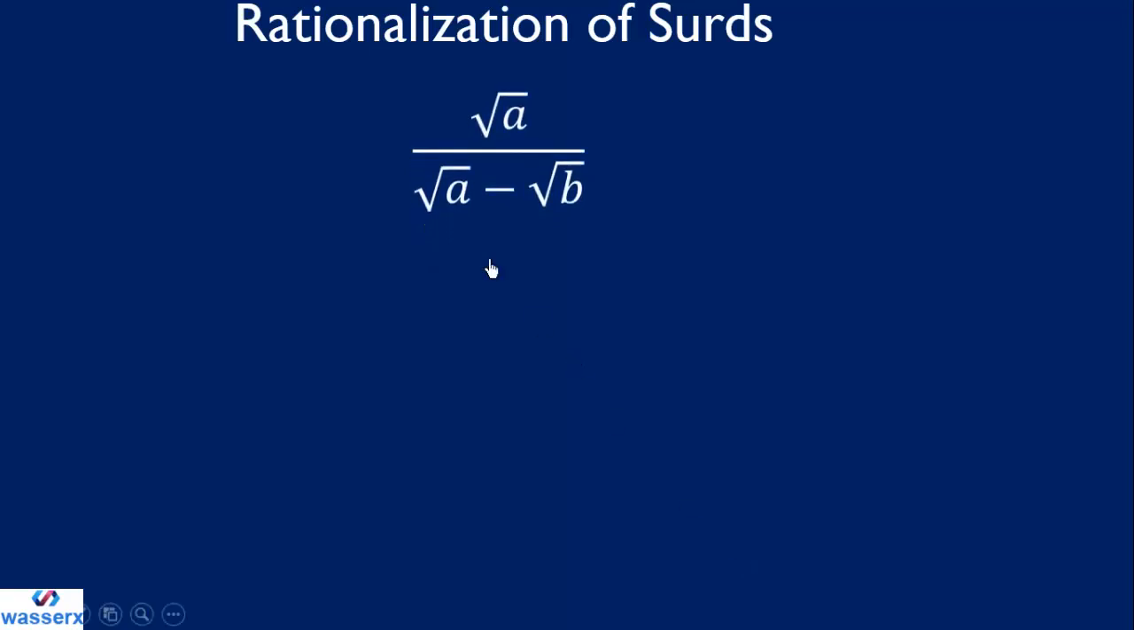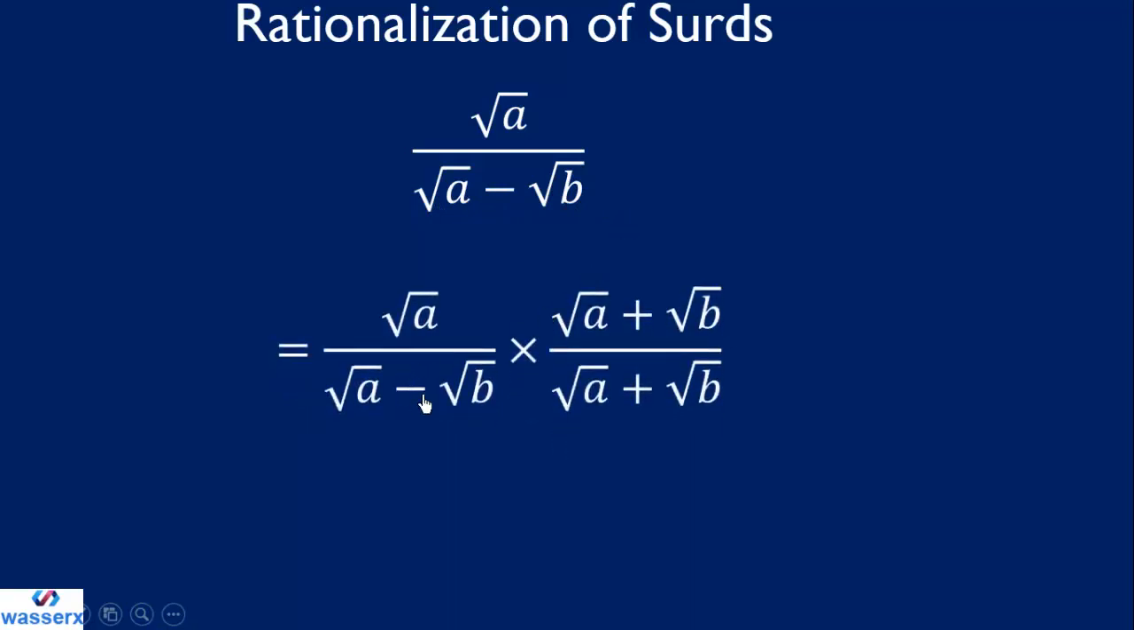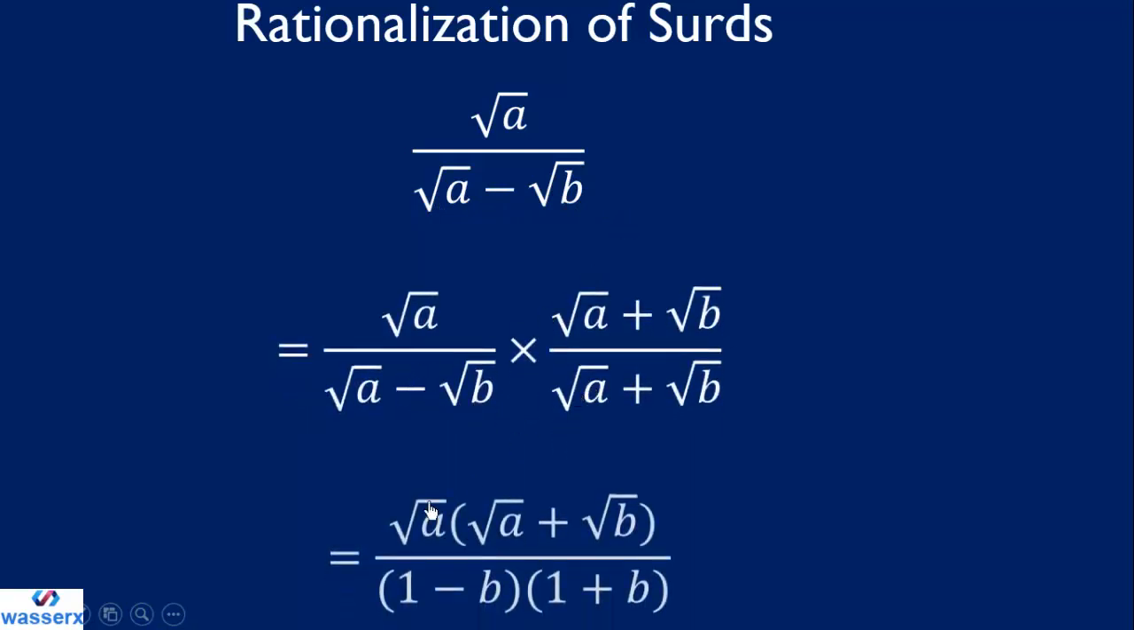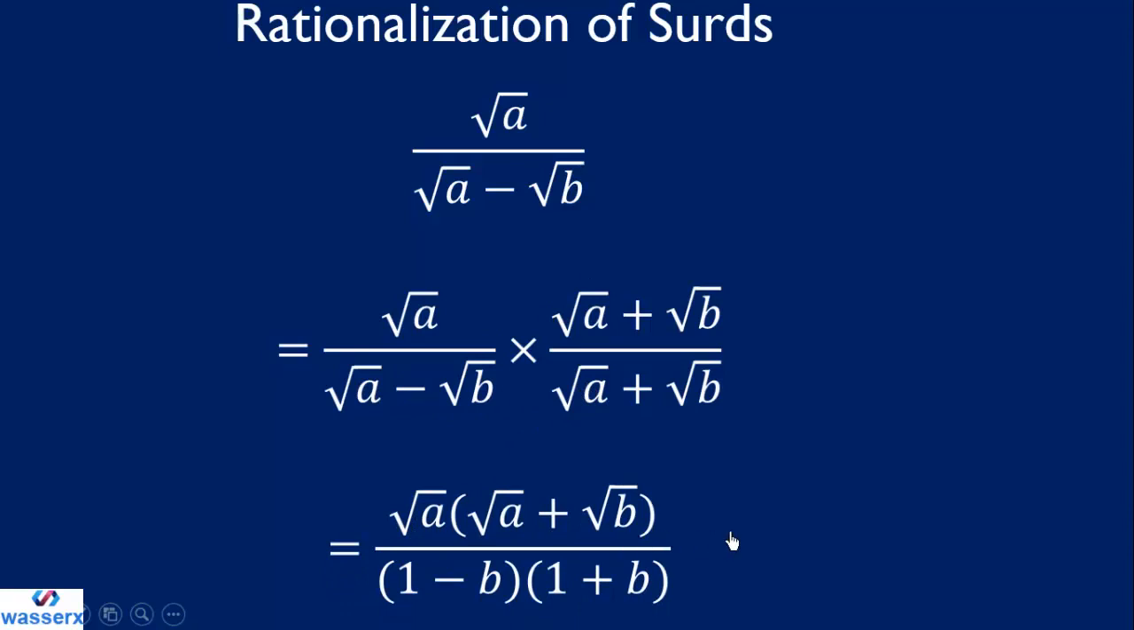Now, what if it is of this nature? So we don't want to see it like this. We don't want to see the radical sign in the denominator. So you have to multiply both the numerator and the denominator by the conjugate of root of a minus root of b. So that will give us something like this. And when you simplify, you obtain something like this.